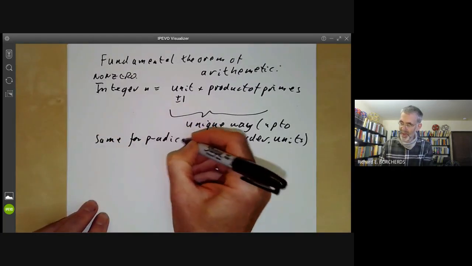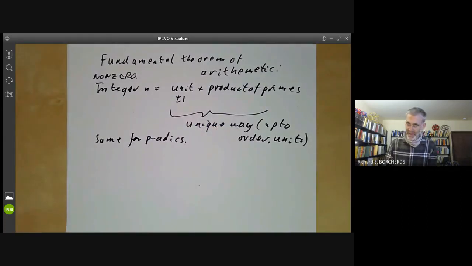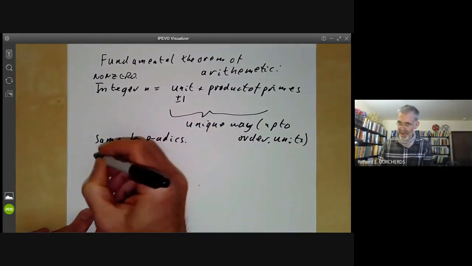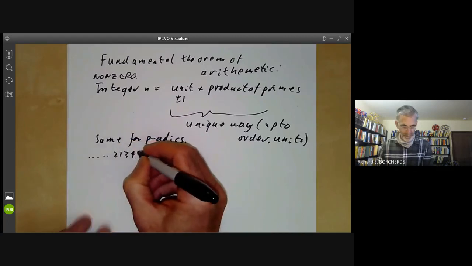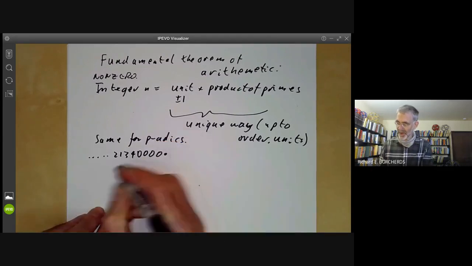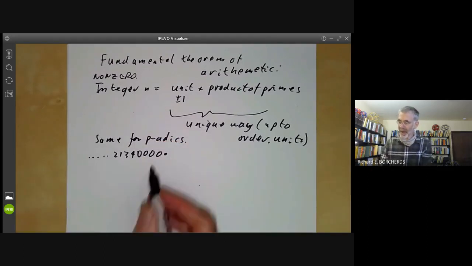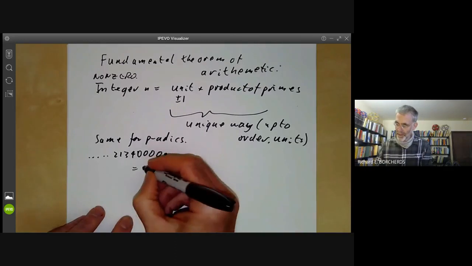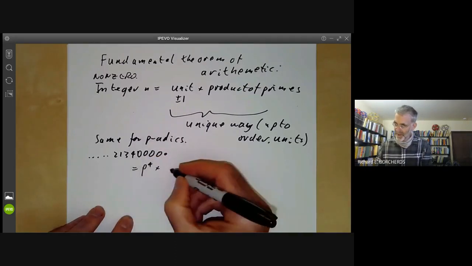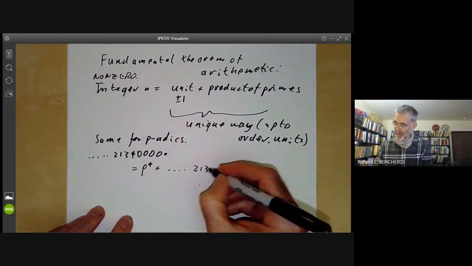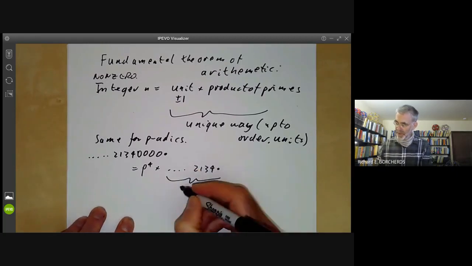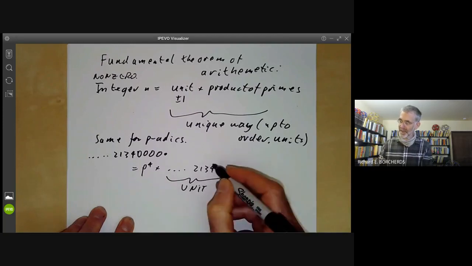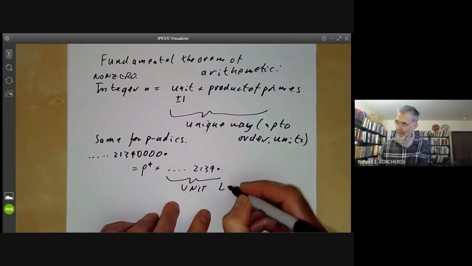except it's much simpler, because suppose I take a p-adic integer, like it might be something like 2, 1, 3, 4, 0, 0, 0, 0 point something. And then I can write this as p to the 4 times the p-adic integer 2, 1, 3, 4. And this is a unit because it ends in something that's non-zero.